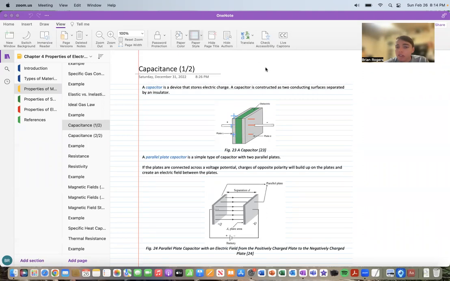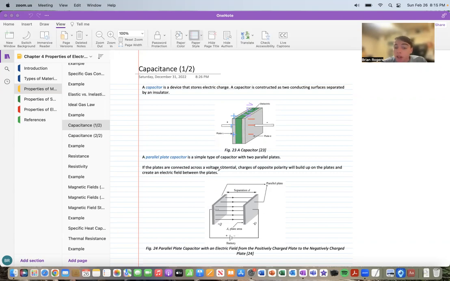It's going to store the difference between those two charges, and an electric field will be created from the positive to the negative charges. So an electric field is going to exist in between those positive and negative charges, pointing from the positive to the negative. A capacitor has two conducting surfaces separated by an insulator, also known as a dielectric material, between those two plates. A parallel plate capacitor is a simple type of capacitor with two parallel plates.